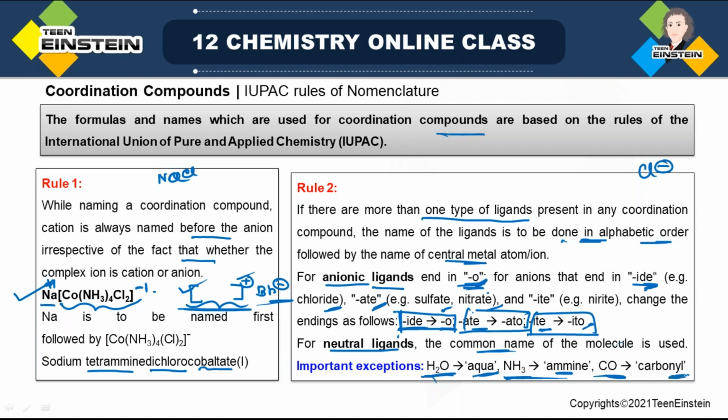And CO, carbon monoxide: we are not writing carbon monoxide. That is not correct. Normally the common names are carbon monoxide, water, but here you use aqua, ammine, not ammonia, carbonyl, not carbon monoxide. So these three are actually exceptions. But except these, if you find any other neutral ligands, then the common name will be used. Though it is also true that mostly the neutral ligands you will get are either ammonia or water. So in rule 2, which is comparatively complex, if any doubt, please tell me. I will repeat it once more. Is it clear?